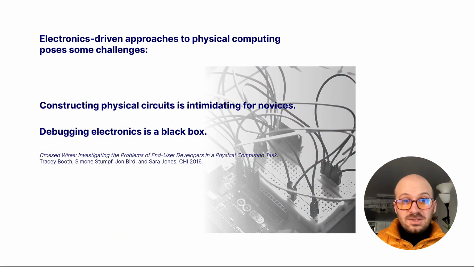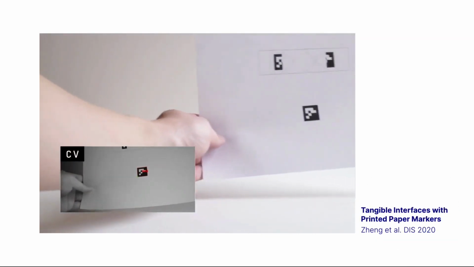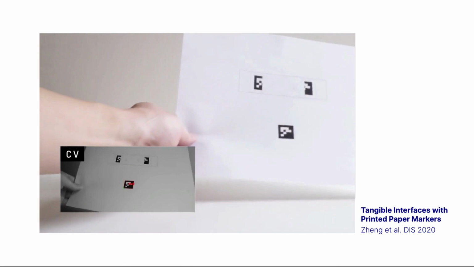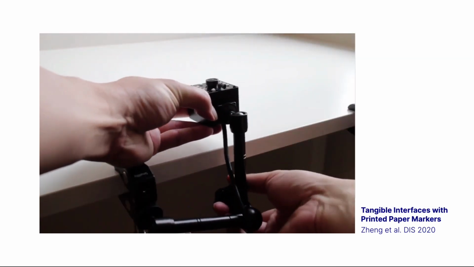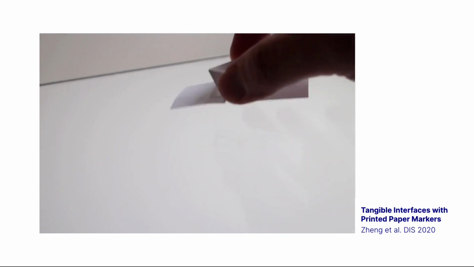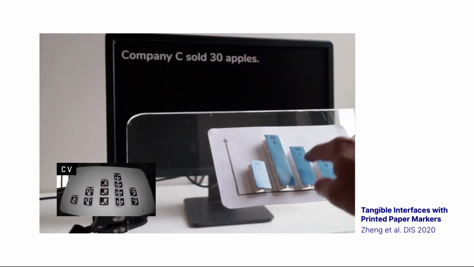Notably, creating physical circuits can be an intimidating task for anyone who hasn't encountered electronic components before. Additionally, debugging circuits can be quite tricky since problems in the flow of current cannot be perceived without additional tools. Based on our previous work with CV markers, we realized that they could function as an alternative to electronics for physical computing. With just a single camera, multiple interactions can be detected without the need for any circuitry.